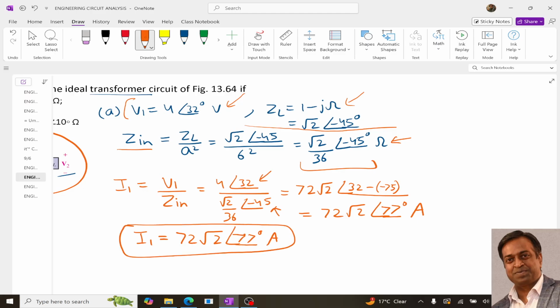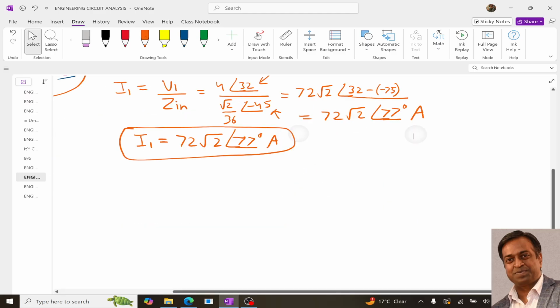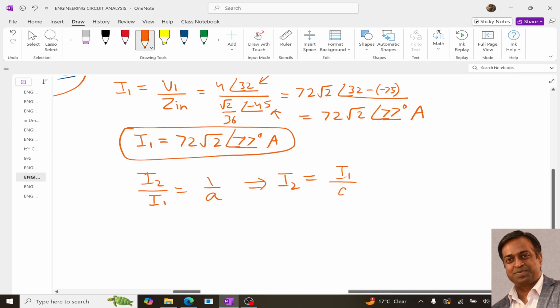Now once we get I1, we have a formula that I2 upon I1 is equal to 1 upon 6. It means that I2 can be determined using I1 upon A. So I1 is 72 root 2 angle 77, divided by 6, so we will get 12 root 2 angle 77 amperes. So this is the first part that we need to determine: the value of I2, which is 12 root 2 angle 77 amperes.